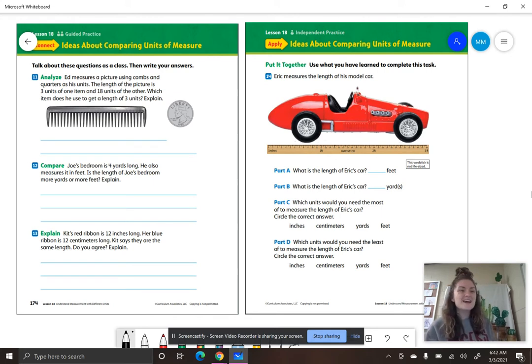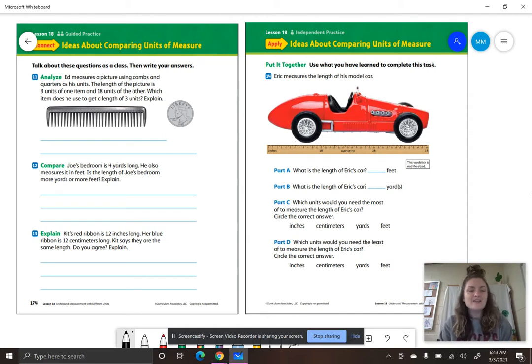All right, so let's look at number 11 on 174. Now remember, we have been comparing units of measurement. So talking about how feet, measuring in feet, is longer than measuring in inches, or inches are longer than centimeters, or meters are longer than centimeters. So we are comparing those units. All right, so be thinking about those units and what they mean as we complete these problems.